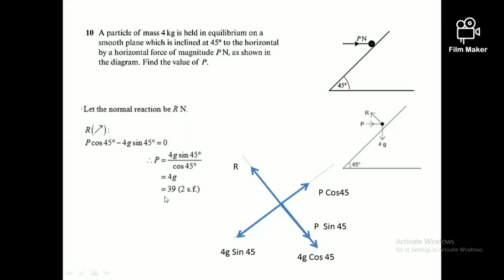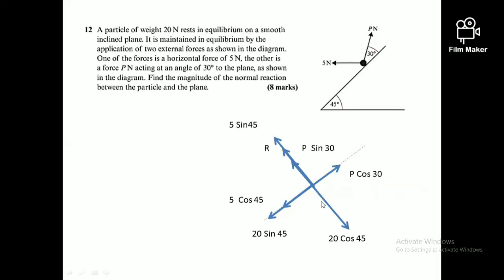Right. Okay. Then when you come up with this question, this is a little bit advanced compared to the previous question, right? Okay. The weight of 20 newtons. So the weight is 20. Then you can consider this angle is 45. This is 20 cos 45 and this is 20 sin 45.